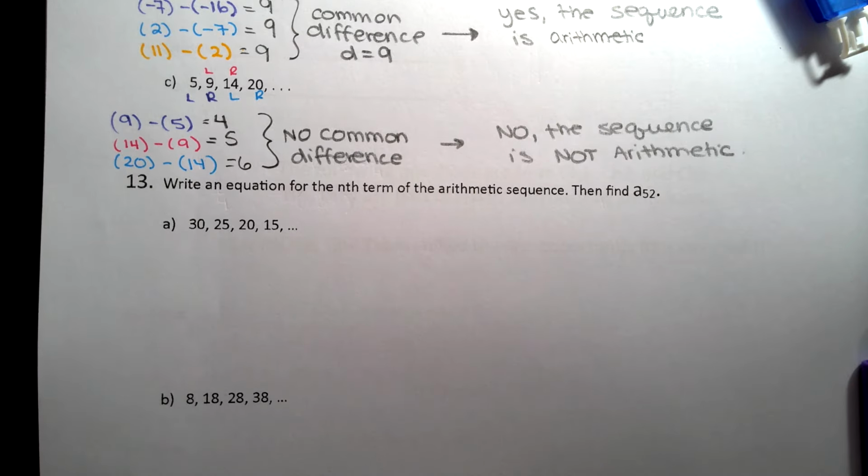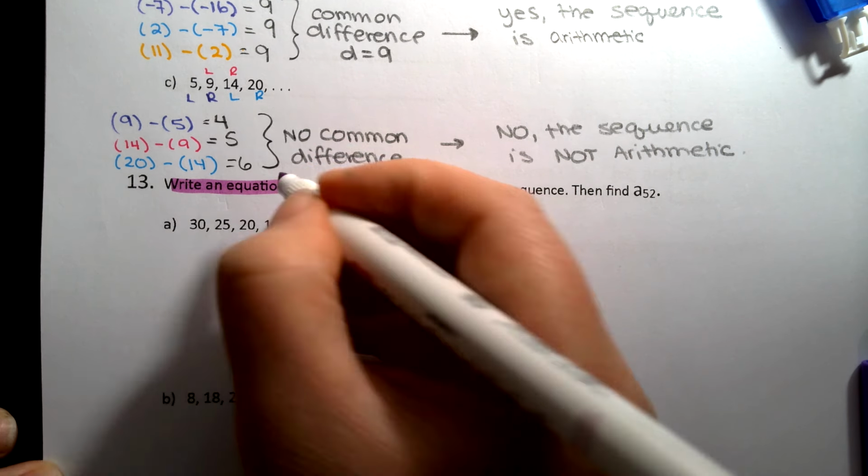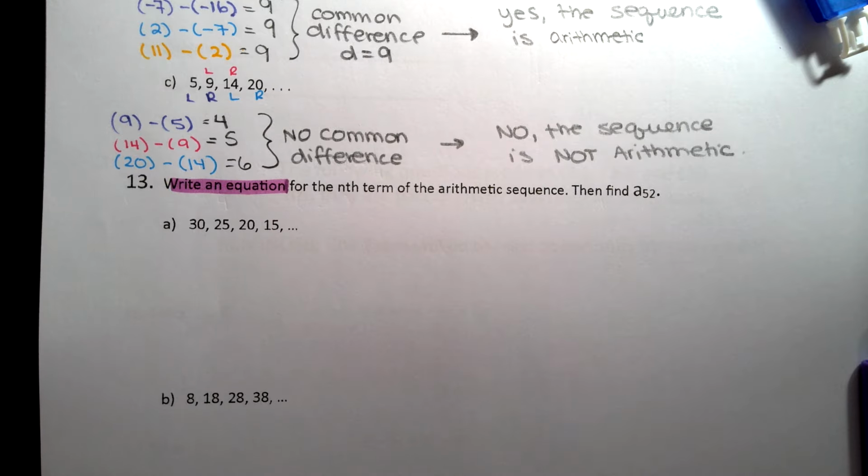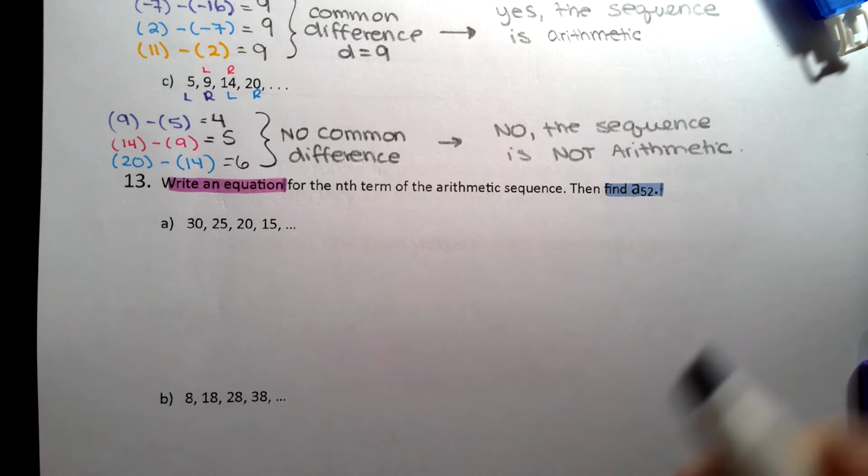Alrighty. Write the equation for the nth term. Oh, let's try this again. Write an equation for the nth term of the arithmetic sequence. Then find a sub 52. Okay. Write the equation. That's part 1. Then we need to find the 52nd position.